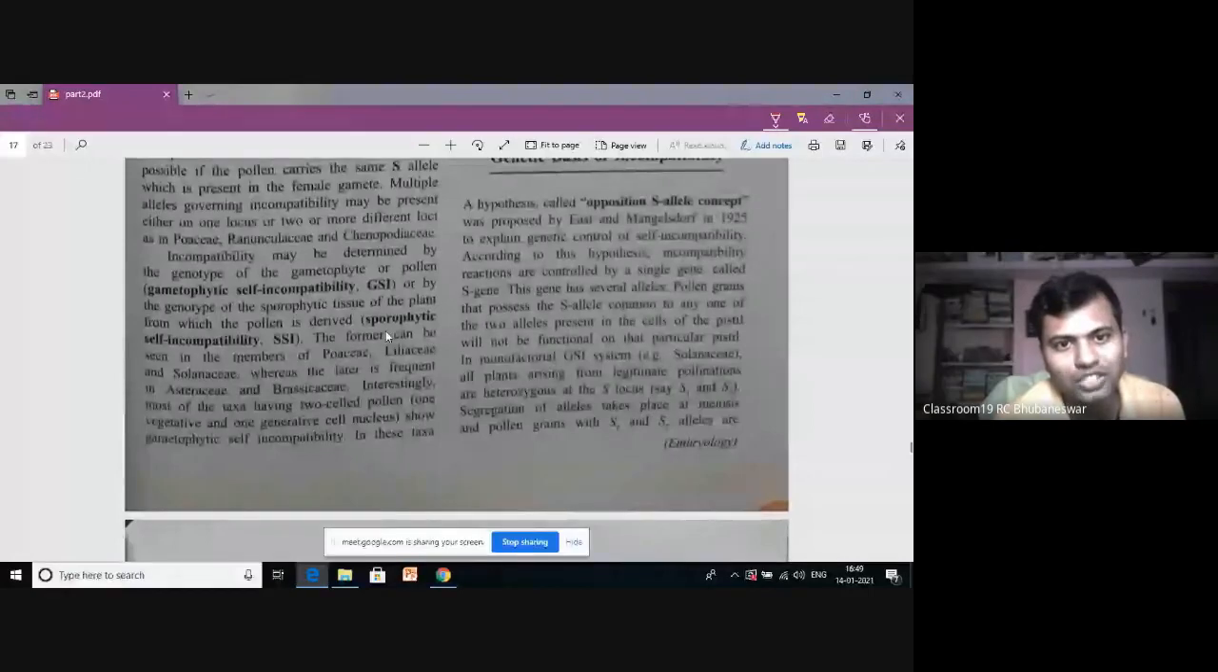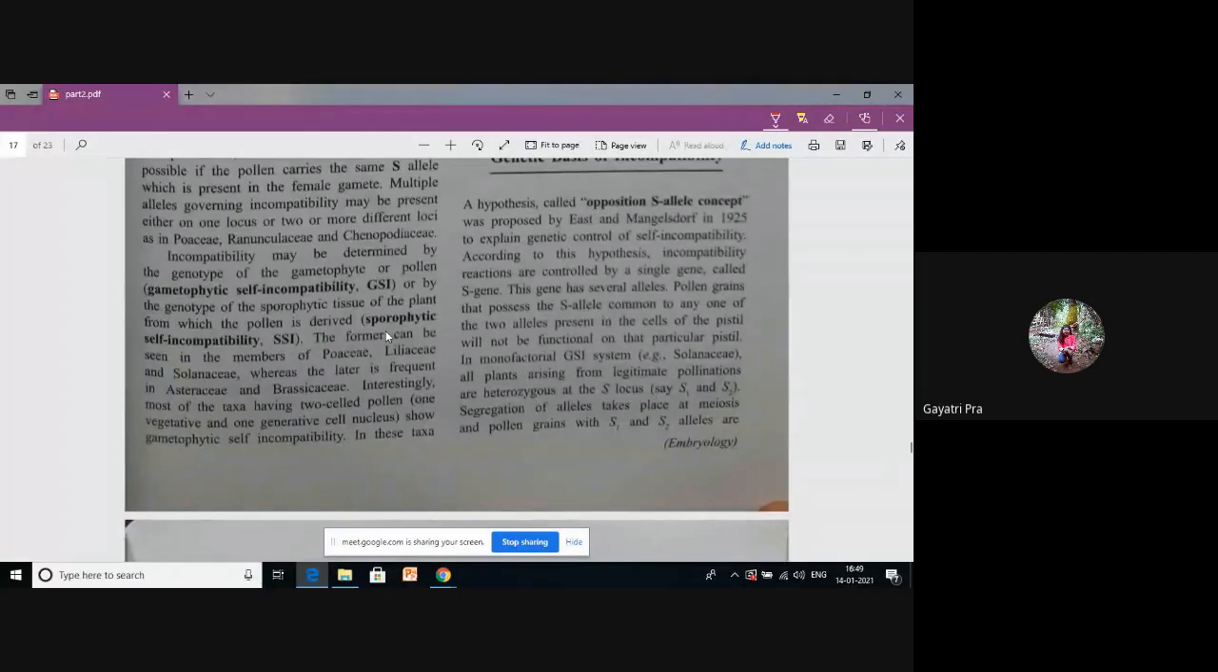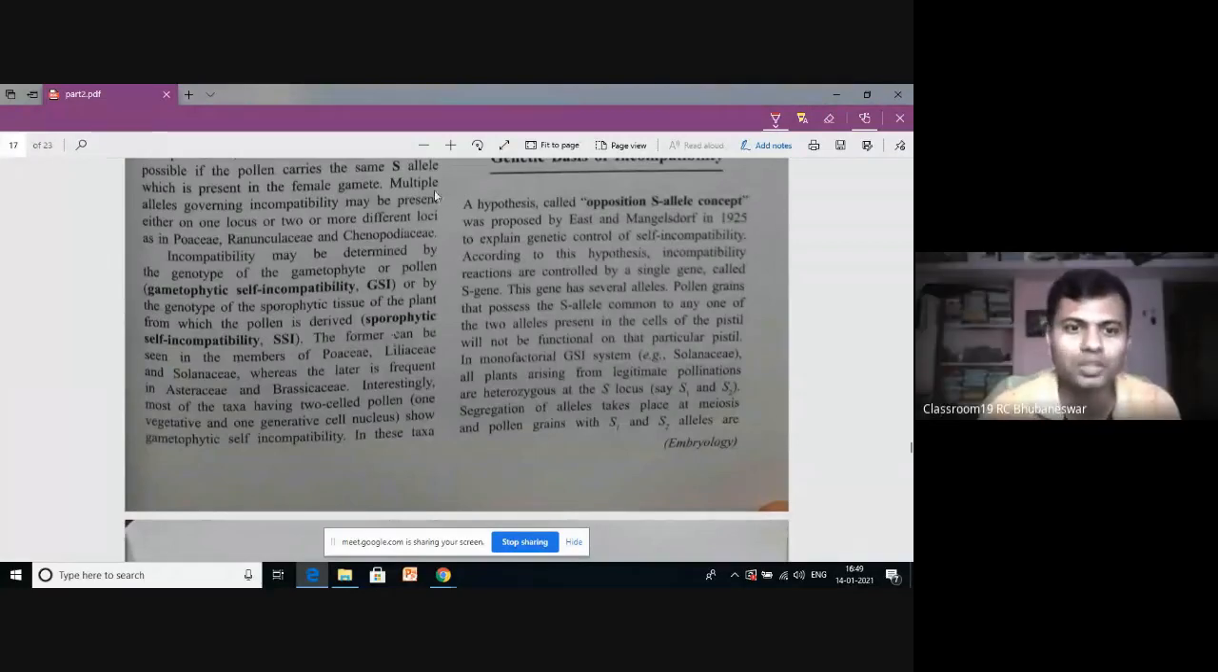What is responsible for the GSI, gametophytic self incompatibility? Exine or intine? It is the intine. The protein in the intine is synthesized by the genome of the pollen grain, whereas the protein found in the exine is synthesized by the tapetum.